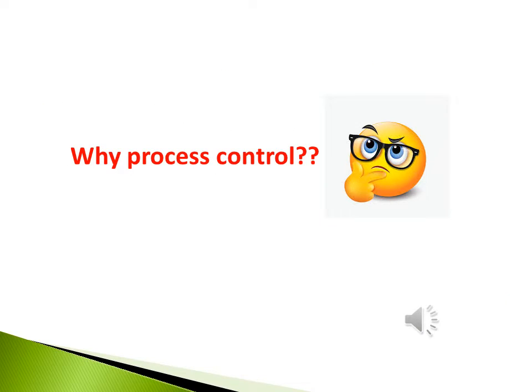Why process control? In almost all industries there is a process, but that process is usually not fully known. Certain uncertainty is there. So the presence of this uncertainty and disturbances leads to the implementation of control systems in process industries.